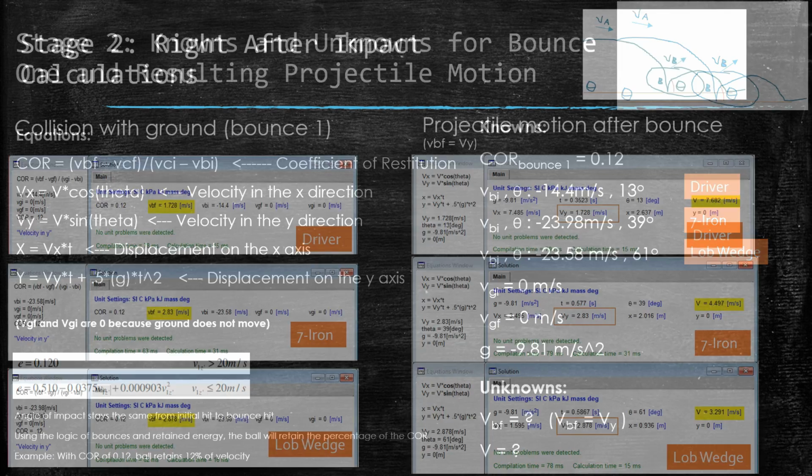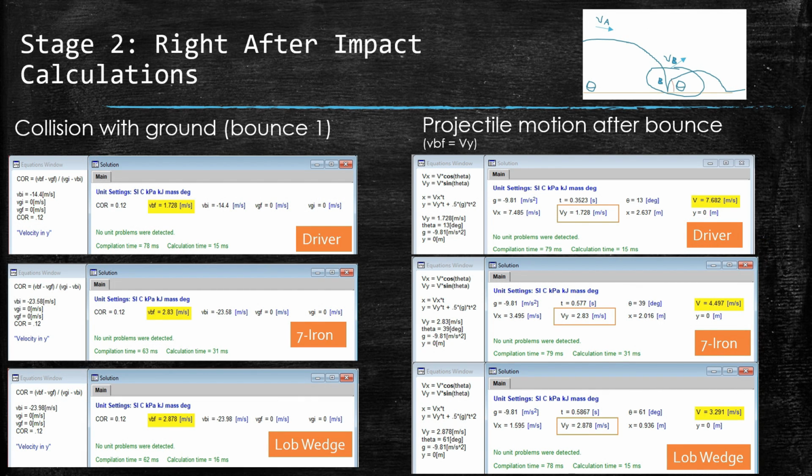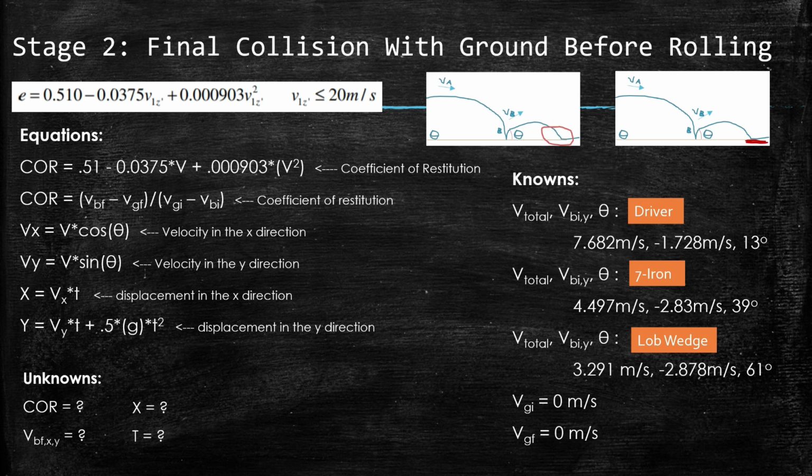Using EES, we were able to solve for the amount of energy lost, specifically in the y direction, which translates to the rest of the motion of the golf ball. So we solve for the y velocity resulting from the collision with the ground, being bounce 1, and then the resulting projectile motion that results from that bounce. So in this case, VBF from the collision is equal to Vy in the projectile motion. And the reason we did this was to solve for the total velocity and x velocity for each of the golf clubs.